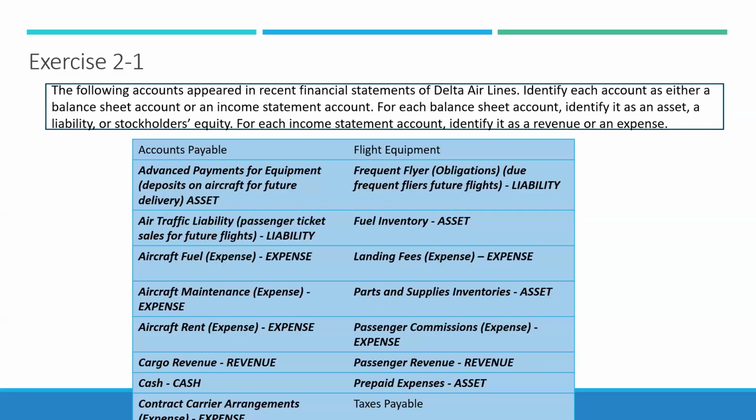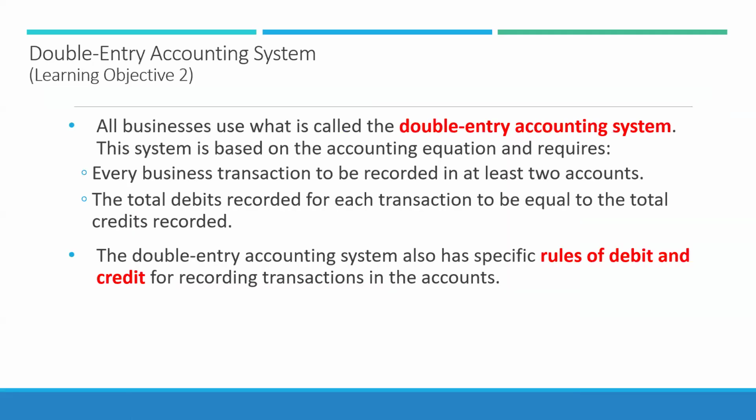And then taxes payable. Liability. What is on the balance sheet? Assets, liabilities, and owner's equity. The accounting equation is the balance sheet, guys. Okay? And what is on the income statement? Revenues and expenses. Great job. Does that make sense?